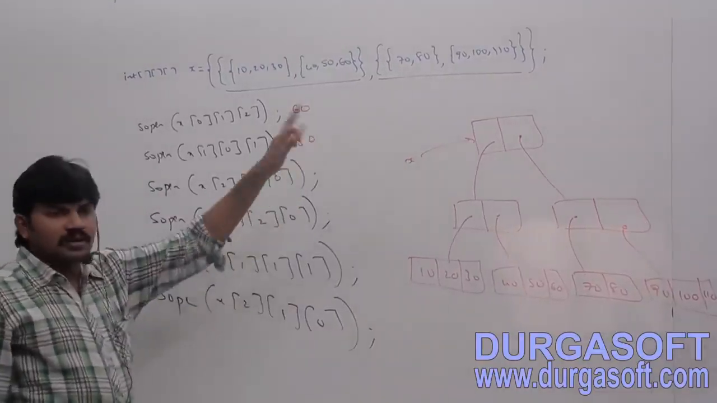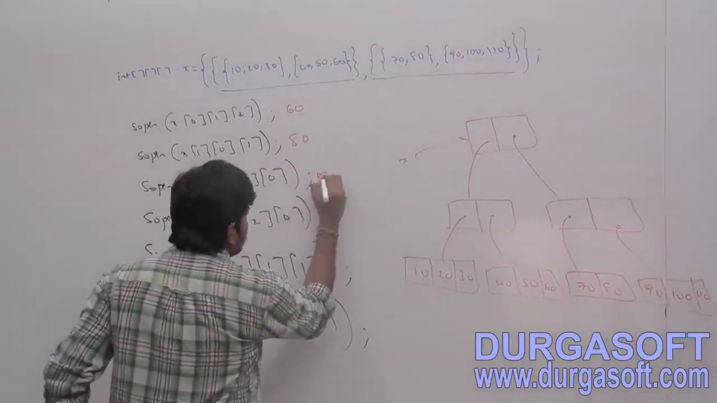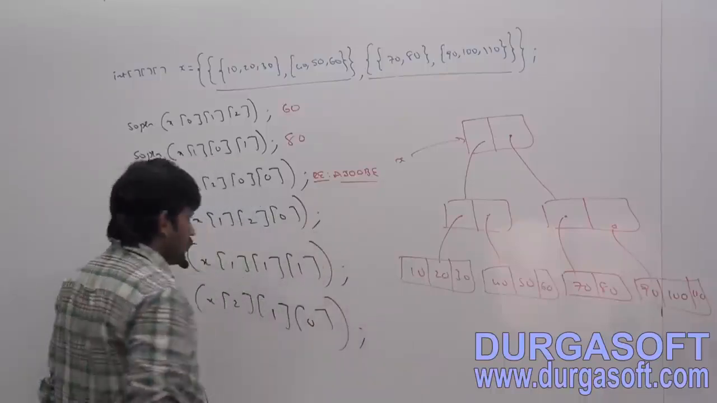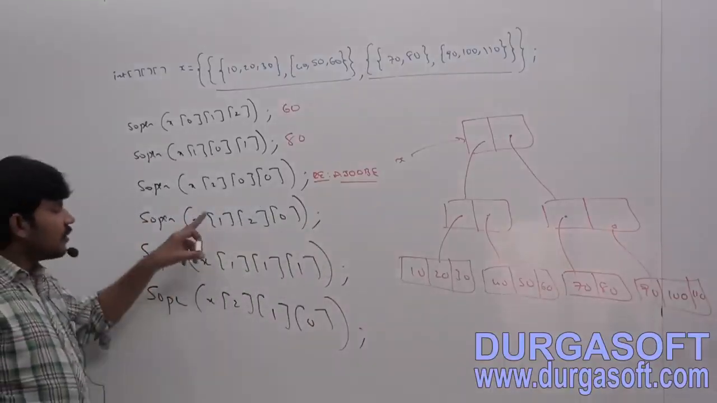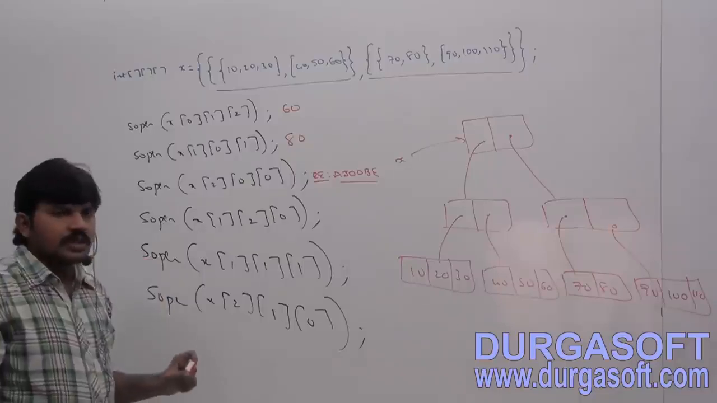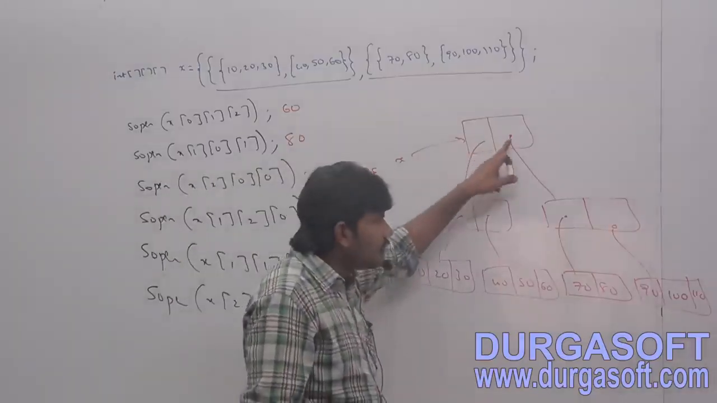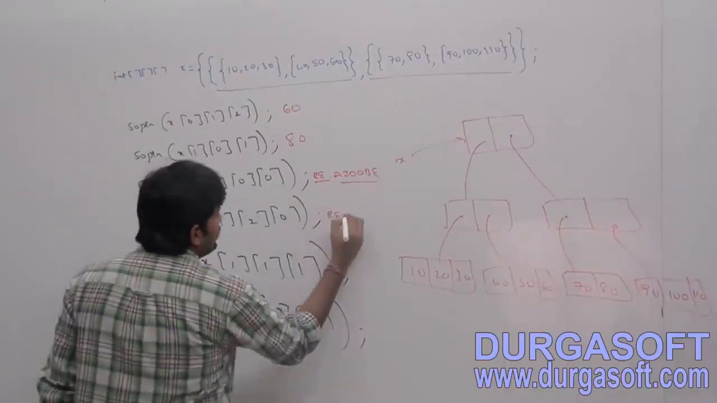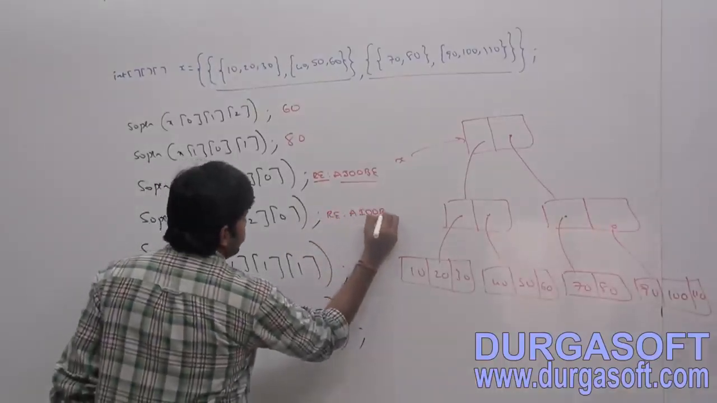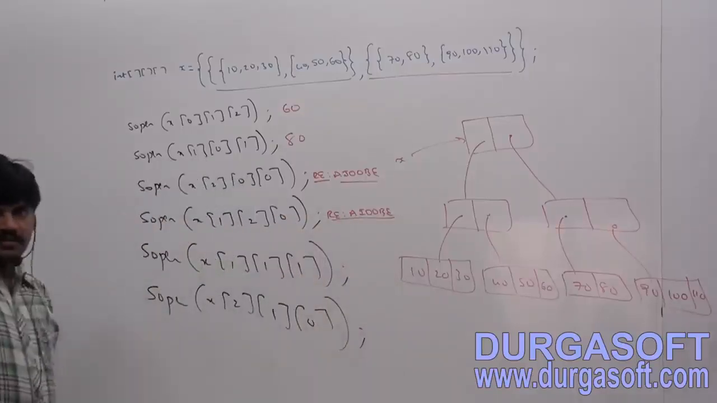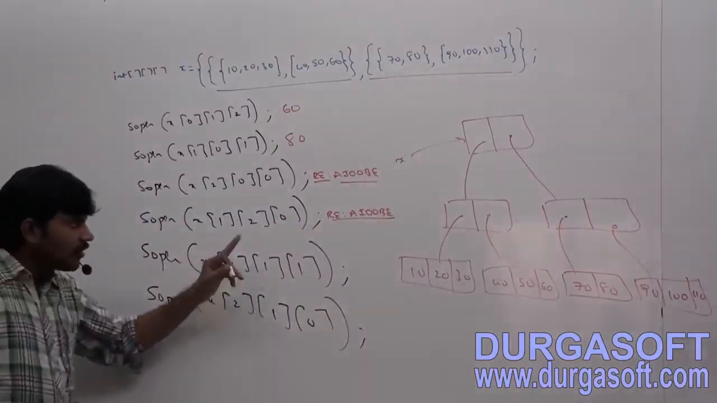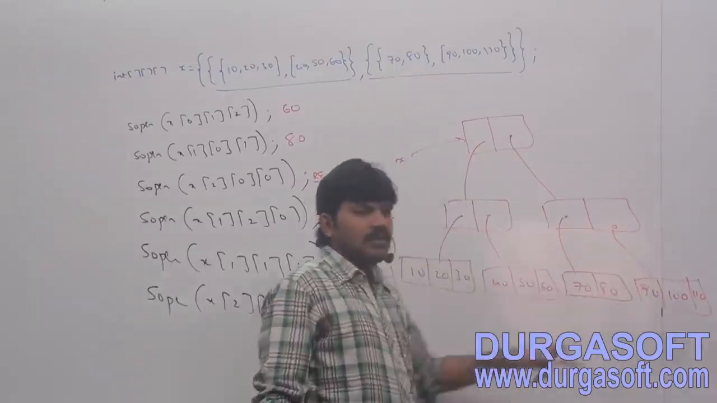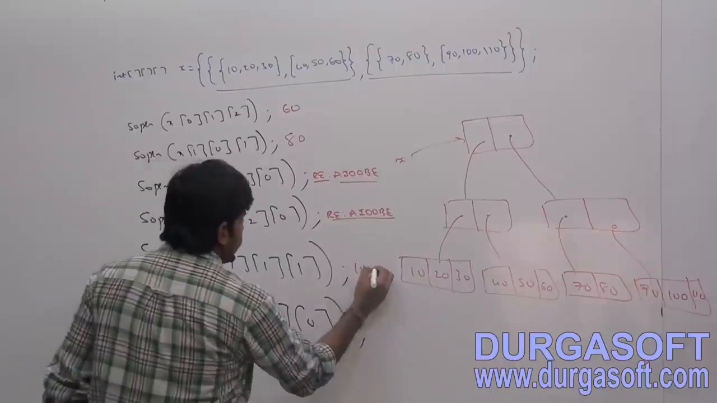X of 2, 0, 0. X of 2 is not there. Immediately we are going to get a runtime exception saying array index out of bounds exception. Next, x of 1, 2, 0. X of 1, 2 is not there. Once again array index out of bounds exception. Next, x of 1, 1, 1. What is the answer? 100.